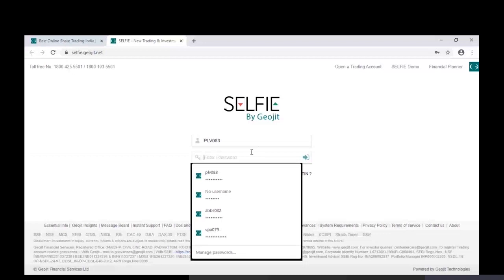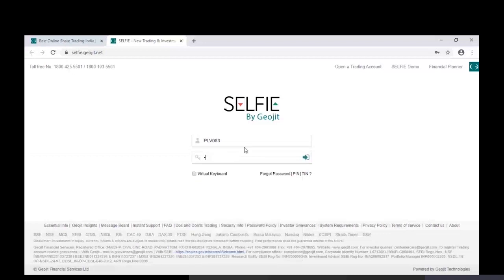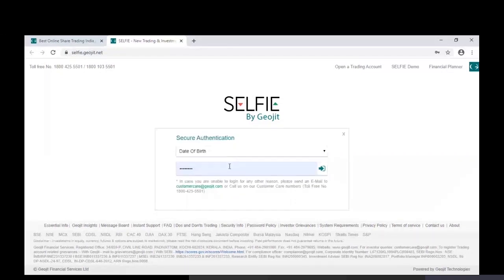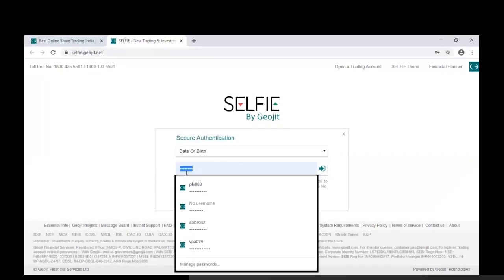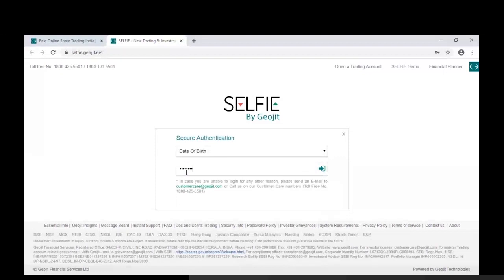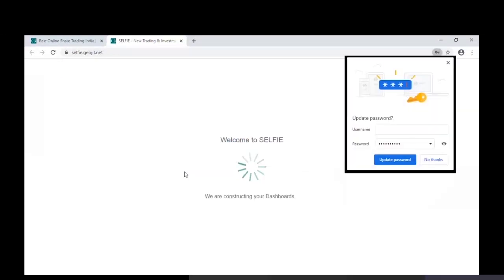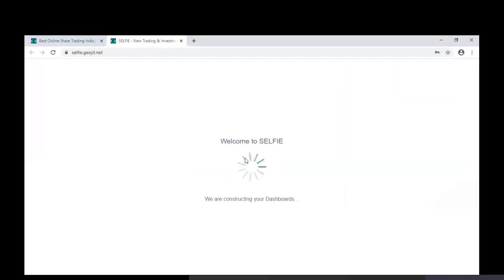So now you can use the password which you might have received. There is a two-factor authentication, for which you can use either your date of birth or your PAN number. And now we have entered the Classic platform.